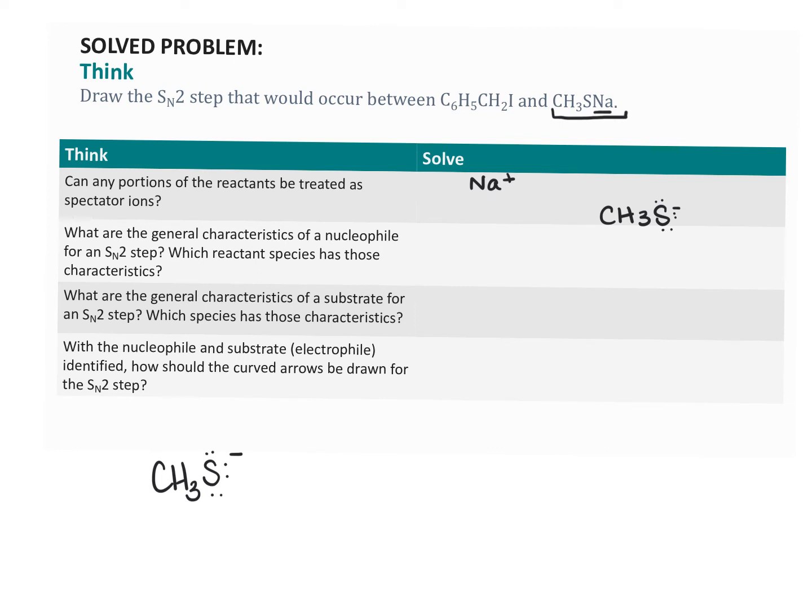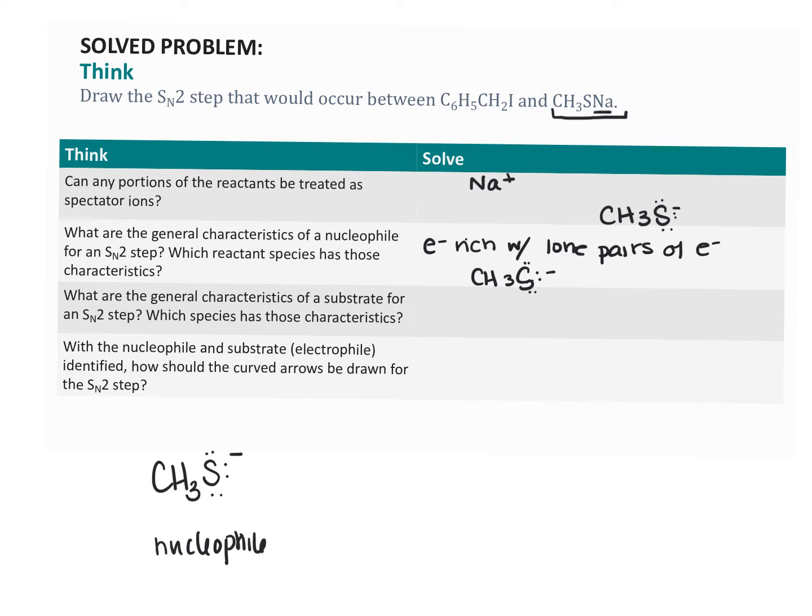So nucleophiles that participate in SN2 steps generally are electron-rich with lone pairs of electrons. You're not going to have lone pairs of atoms, lone pairs of electrons. And so this negatively charged sulfur has those characteristics, right? Because we have those lone pairs on CH3S minus, that's going to react as our nucleophile. So we've identified our nucleophile.